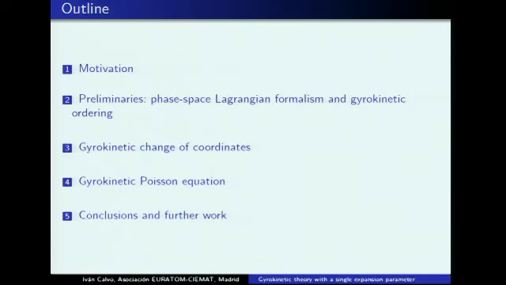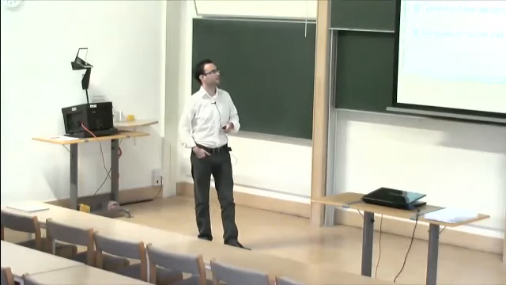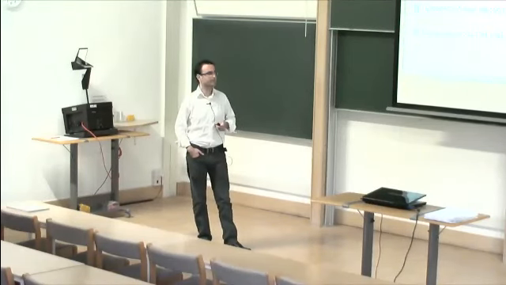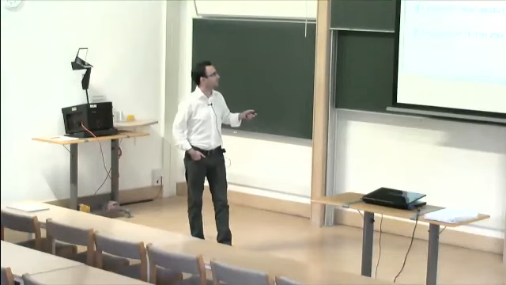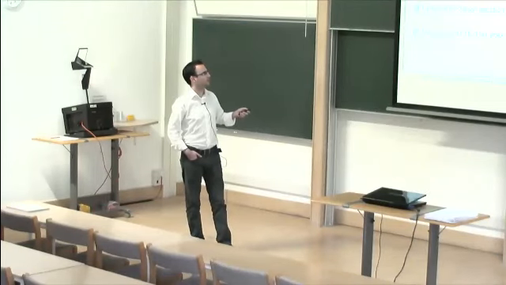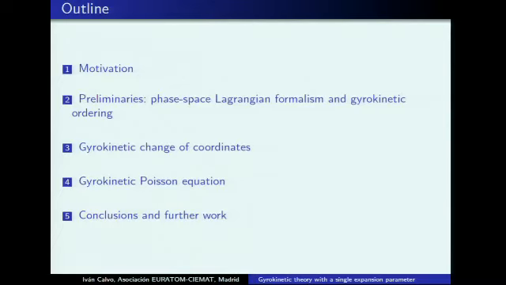This is the outline of the talk. I will try to give a rather detailed motivation for the work and to make clear the objectives. I will introduce the basics on phase-space Lagrangian formalism and the implementation of the gyrokinetic ordering in it. Section 3 contains the main calculations and results. Later I will make very brief comments on the gyrokinetic Poisson equation and ordering, and I will go to conclusions.